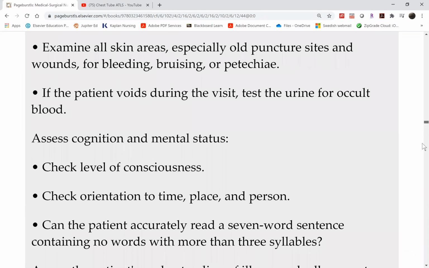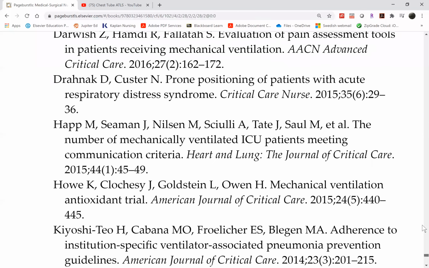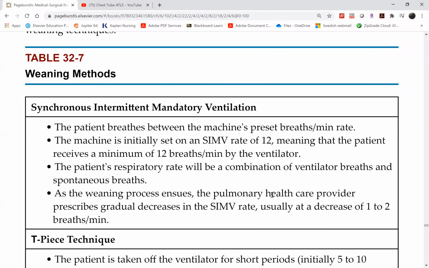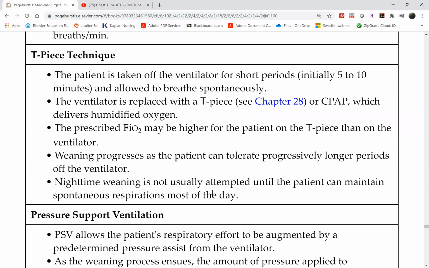I don't know where it is, but it's literally a letter T. It's a T-shaped adapter we put on the ET tube. So it will have two sides. It's a T tube. One side is for the vent, the other side is for the oxygen source. So that's the T-piece. Meaning the patient is weaned by taking them off the ventilator, but the patient is still intubated. So they're literally breathing through the ET tube.